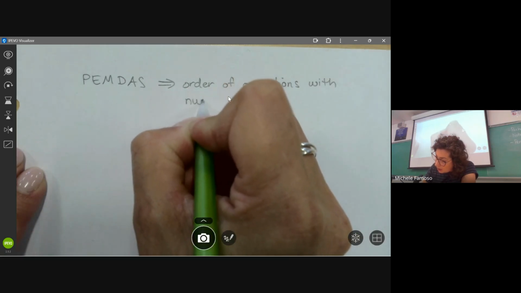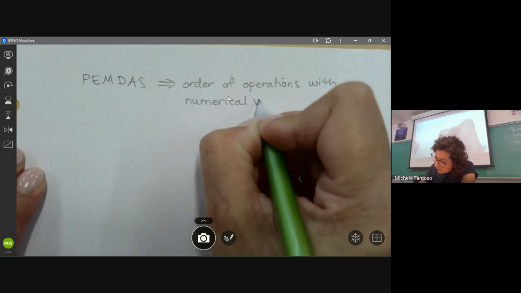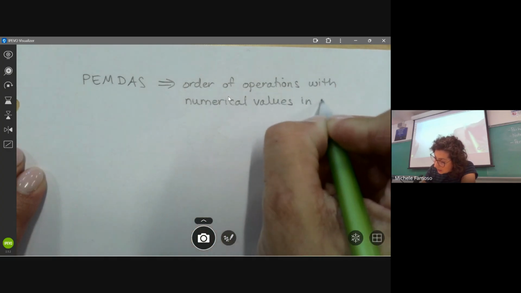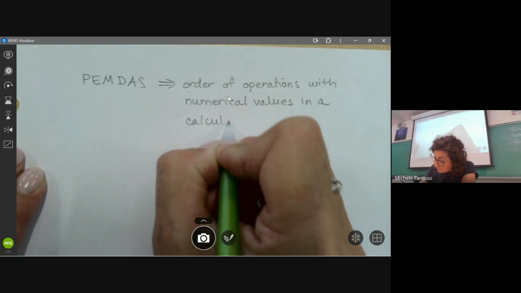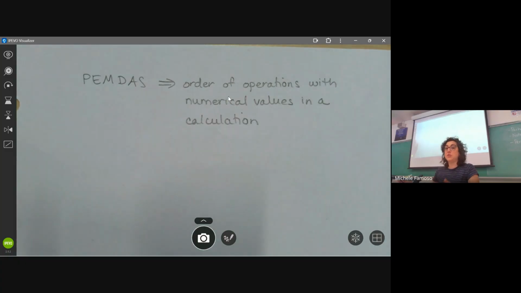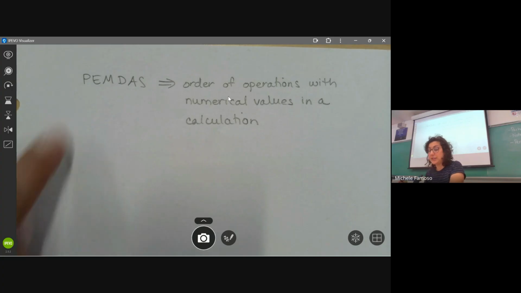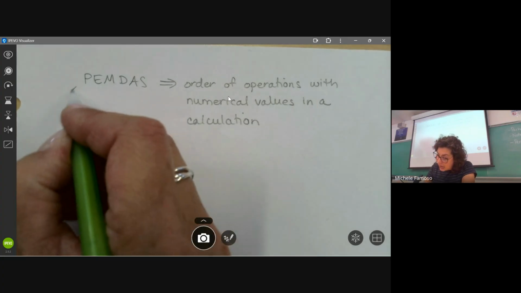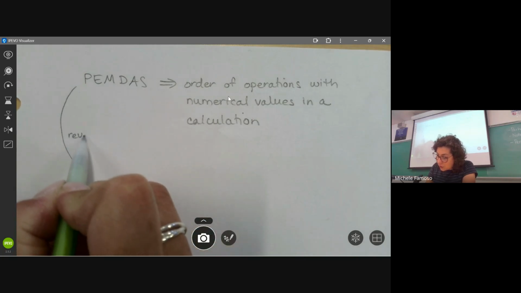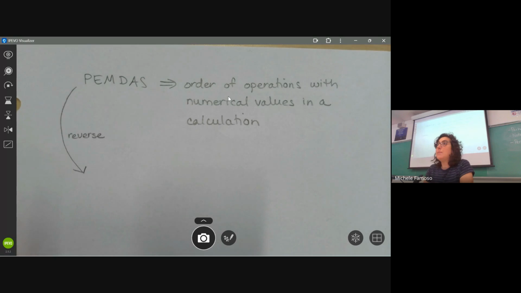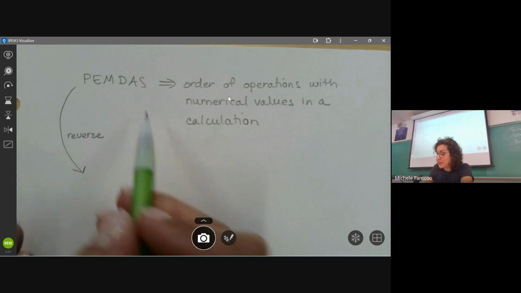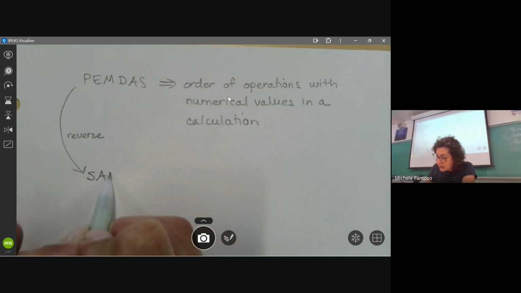that you do with numerical values in a calculation. Which means when you go to your calculator to solve something, you have to do things in this order. Now, we're not doing the calculator stuff, so this is not what we're going to do. Instead, we do the reverse order for algebraic manipulation. And I don't think they teach you a mnemonic for that, so I made up my own. Put this in the reverse order, and you get SADMEP.